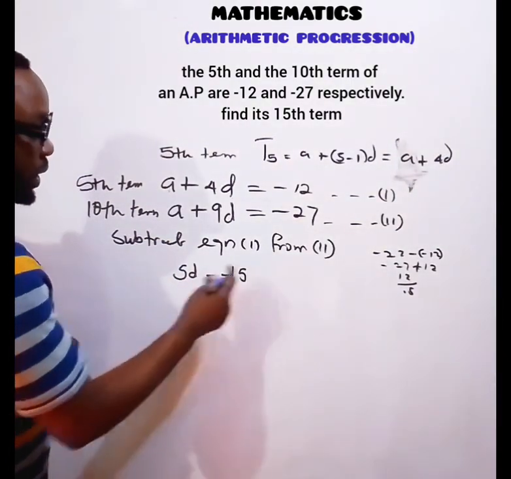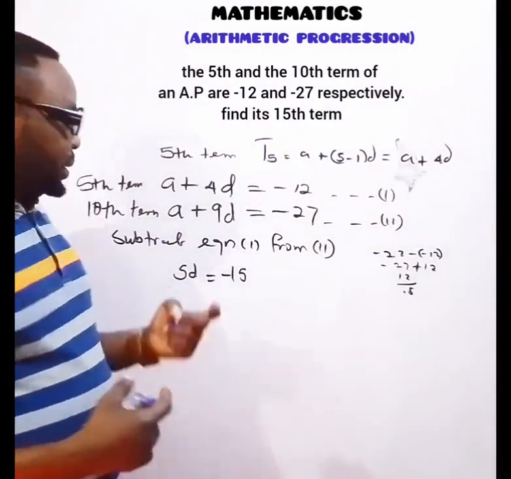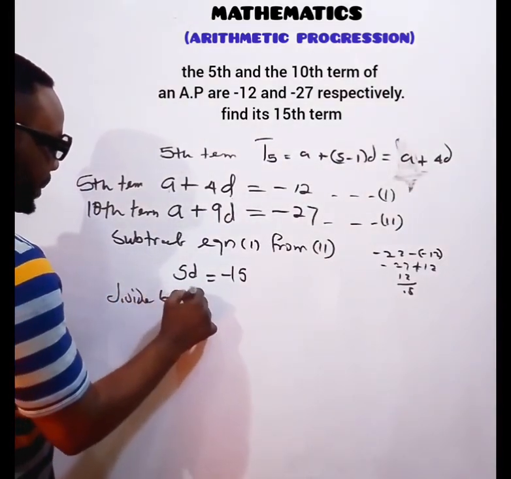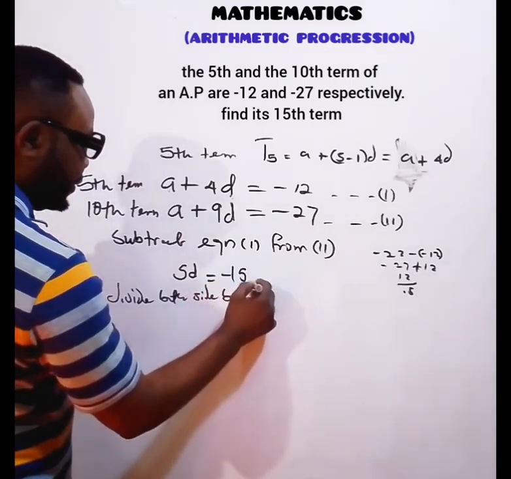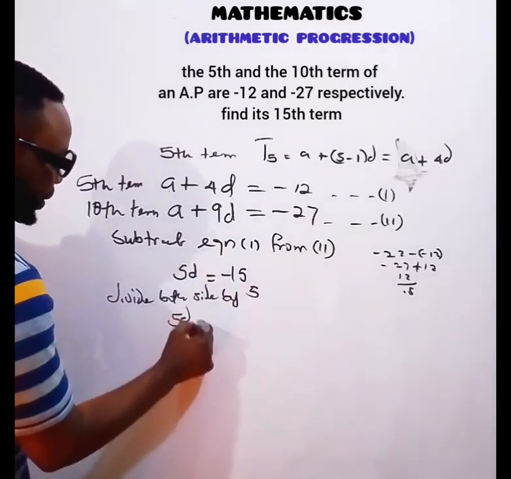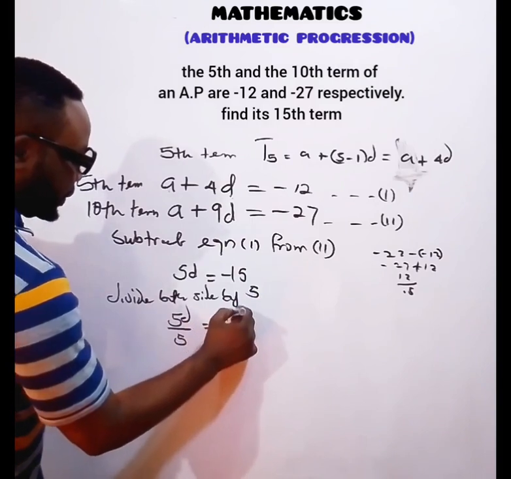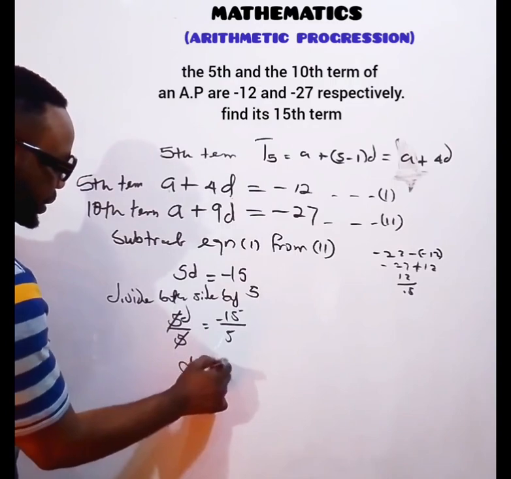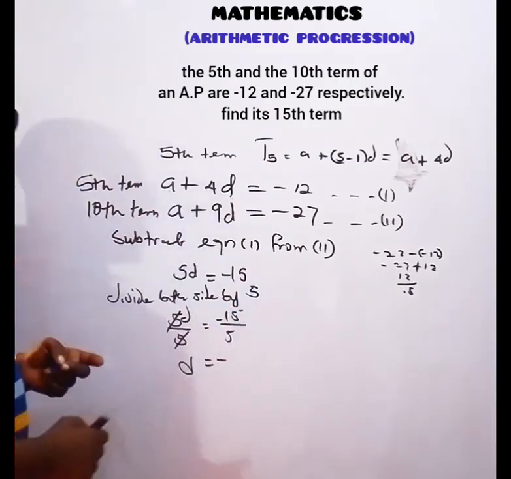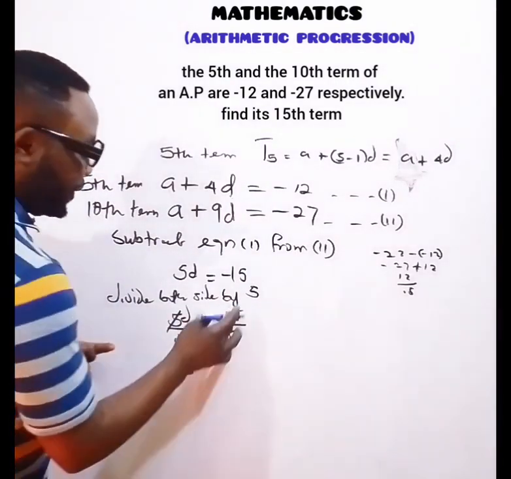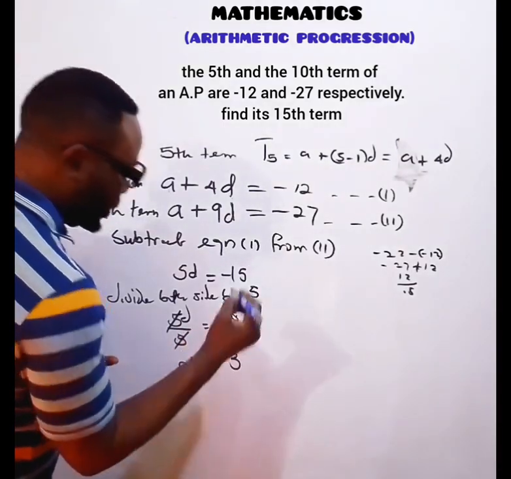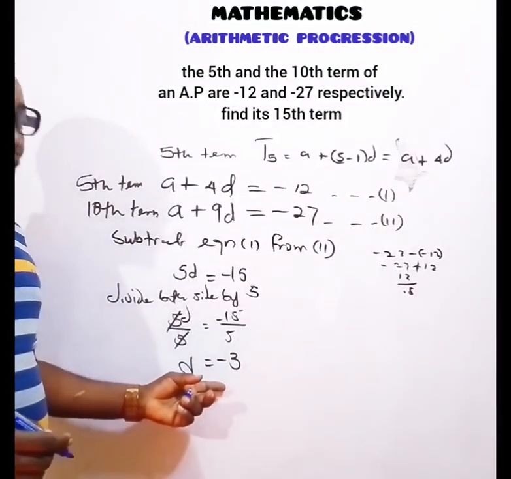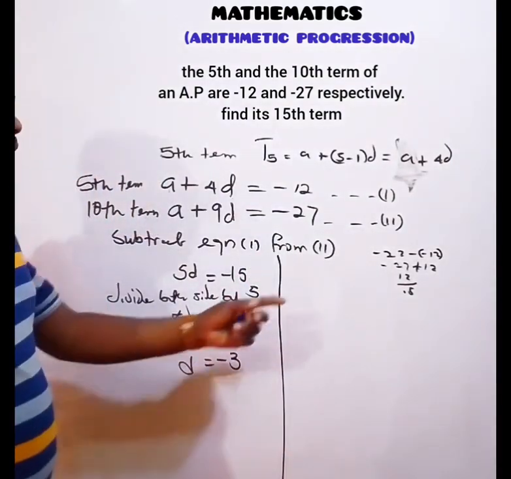Now, what you do here is to divide both sides by 5. We are having 5d over 5 equal to minus 15 over 5. 5 cancels 5, so we are having d is equal to minus 15 over 5. So the value we are going to have will carry a negative sign. 15 divided by 5 will be equal to 3. So the value of our d here is equal to minus 3.